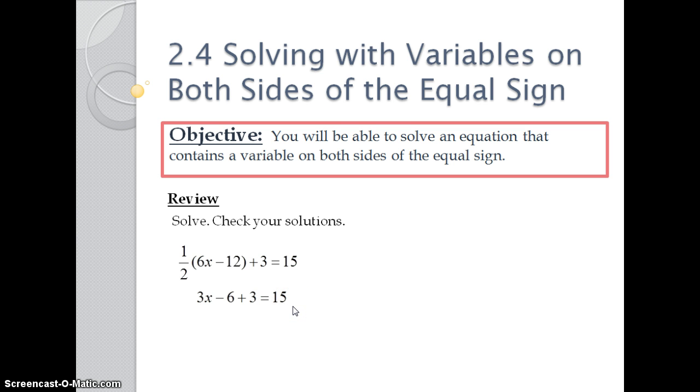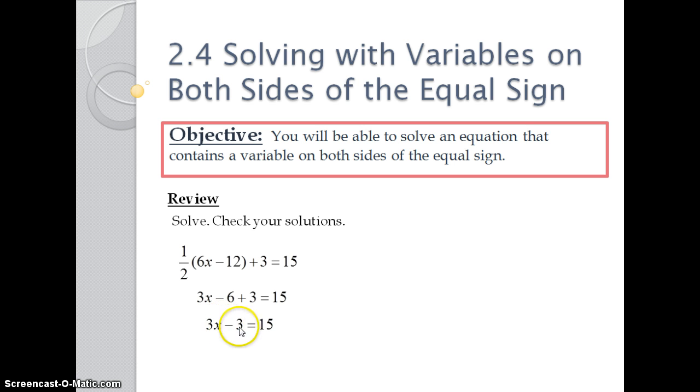Next, you want to combine like terms. Remember, when you combine like terms, you want to look at the left-hand side of the equal sign and see if there's anything you can combine. I notice I can combine the -6 and the 3. Those are like terms. -6 plus 3 is -3. Now I need to just follow the order of operations in reverse to solve for my variable.